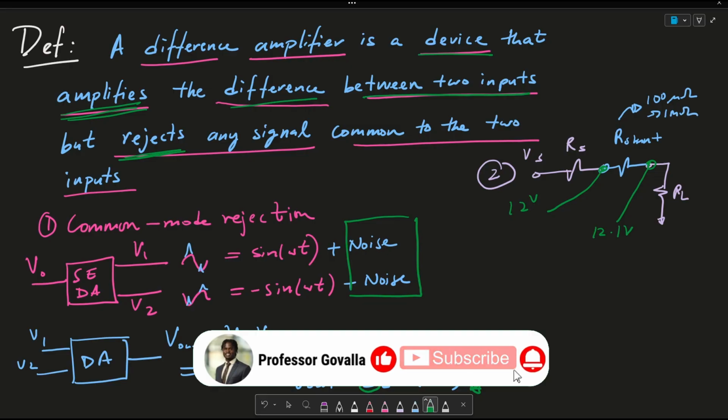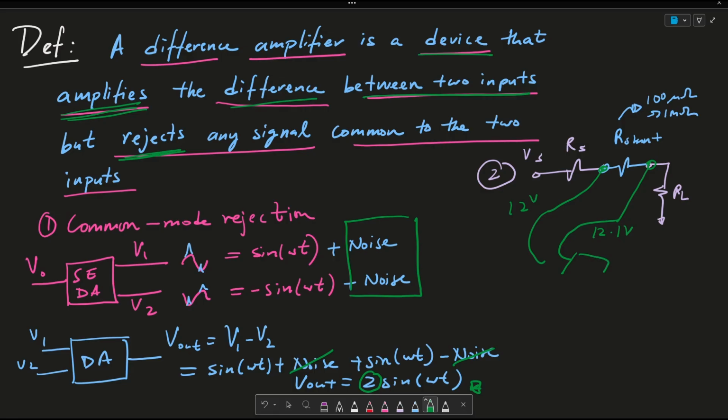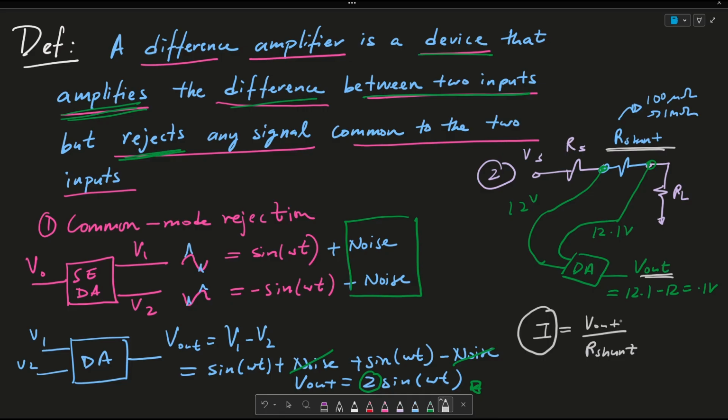So now what we're going to do is put these two signals through my difference amplifier and get a V out, which, as we will find out, is going to be 12.1 minus 12, which is essentially 0.1 volt. And the idea is, since we picked our shunt resistor and we know our V out, we can calculate current. So I is equated to V out over R shunt. And as you can see, as my voltage goes up, so does my current.